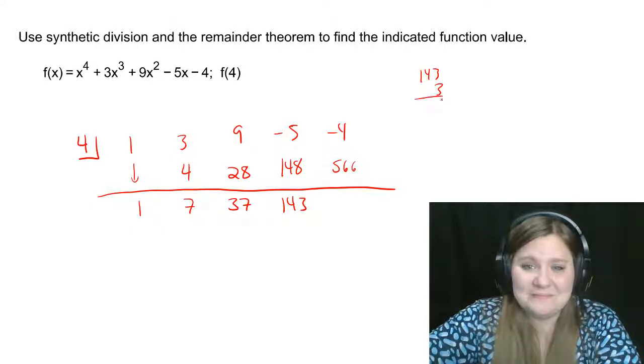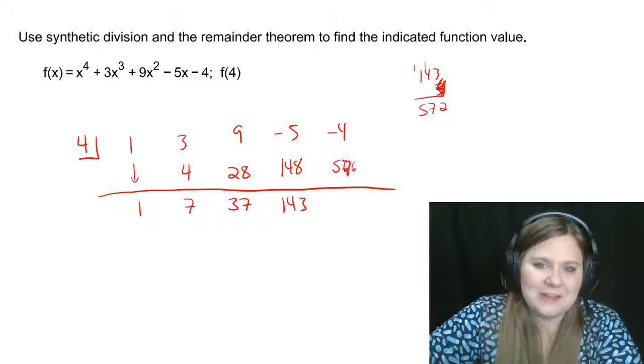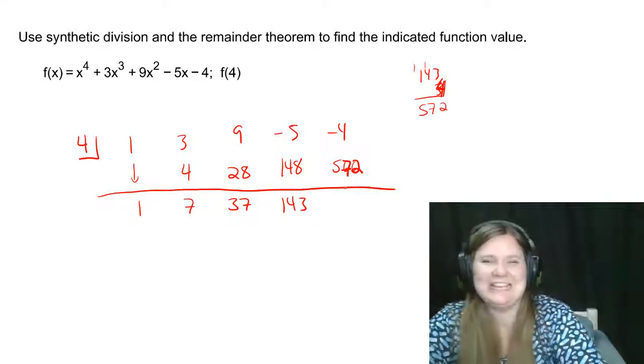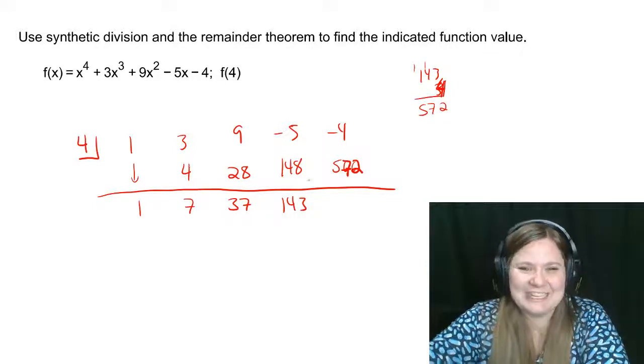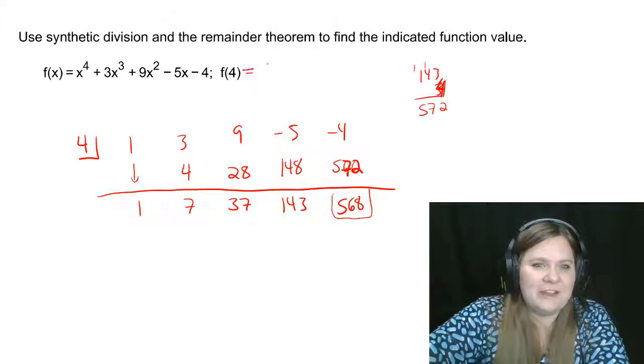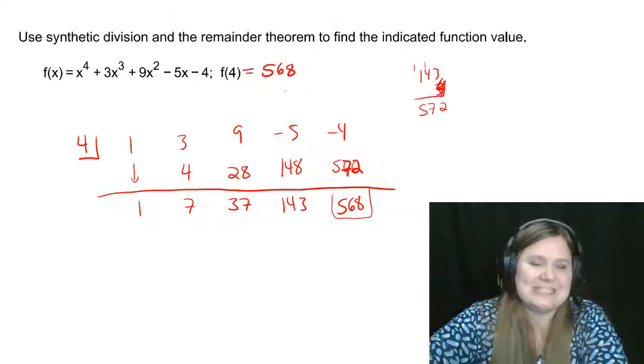Guys, really? This is me checking because this is how it goes. Okay, 4 times 3 is 12, 16, 17, 572. Okay. See? No, it was not 566. 572. And then that gives you 568. Okay, so f of 4 equals 568.